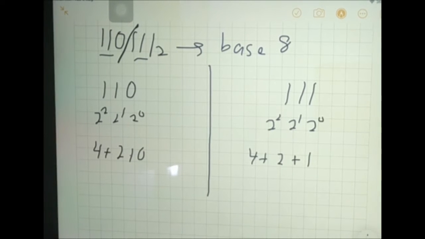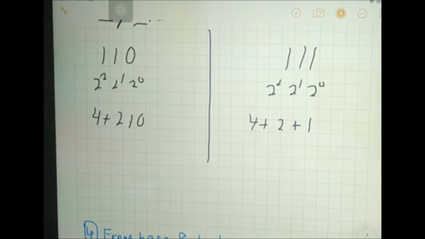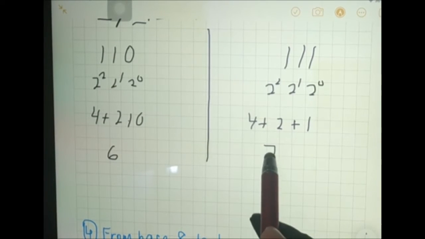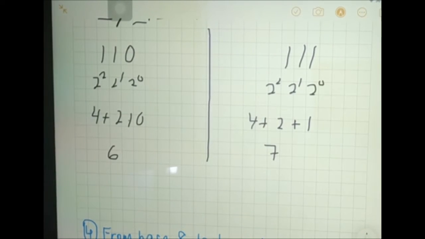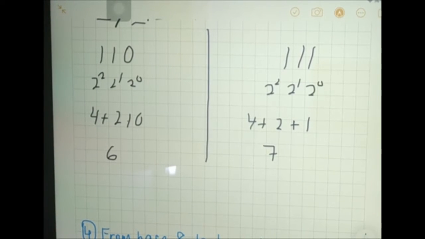So the digit values, I added up to get the numerical value. So the numerical value here is 6 and the numerical value here is 7. Remember to always indicate, alright? I don't have space here, so don't forget to indicate what you're doing.